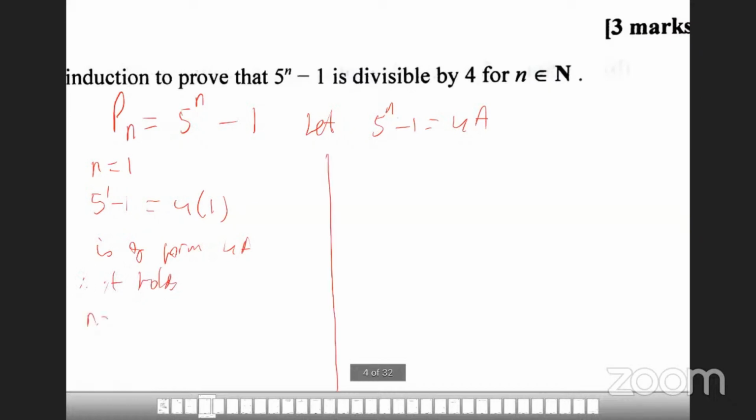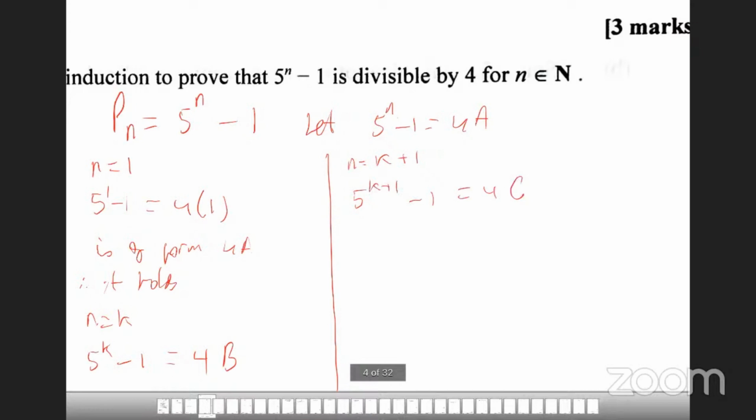Next step, when n is equal to k, it will be 5 to the k minus 1 is equal to 4. Change the letter, right? Change it to k. So it means it's a multiple, right? That's okay. Next, n is equal to k plus 1. It means that 5 to the k plus 1 minus 1 is equal to 4c.